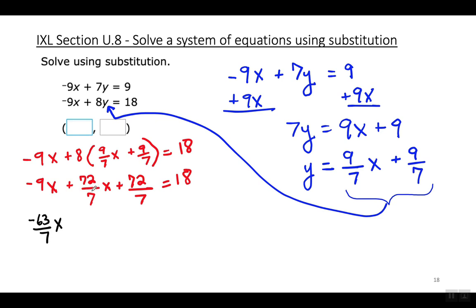Okay, and that'll allow me to combine it with this fraction right here, 72 over 7x.